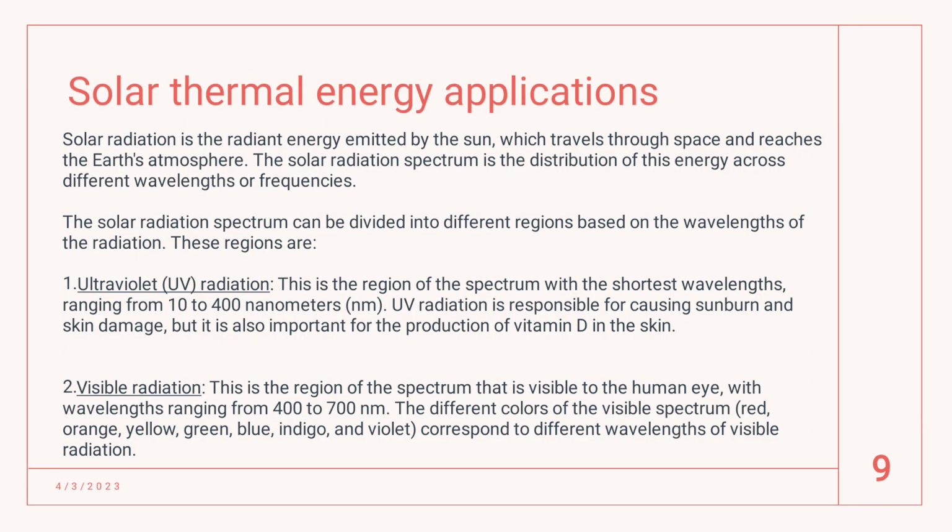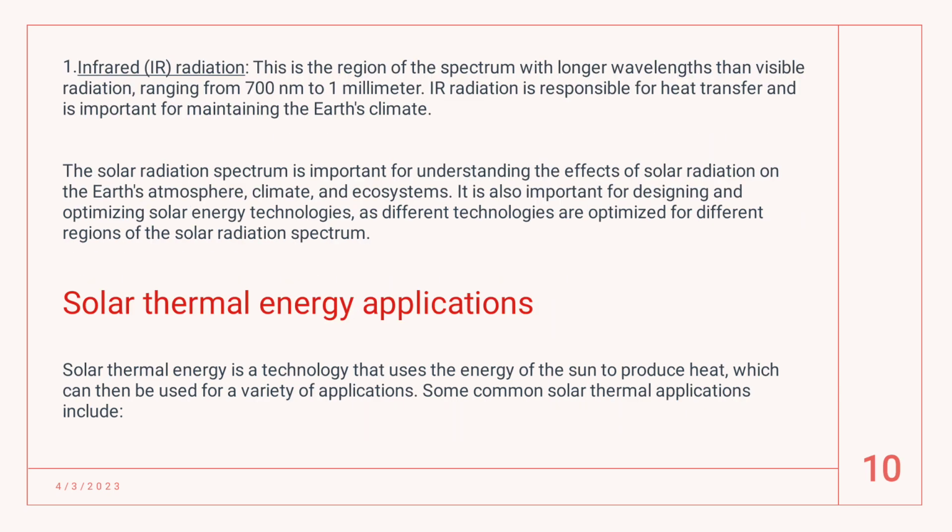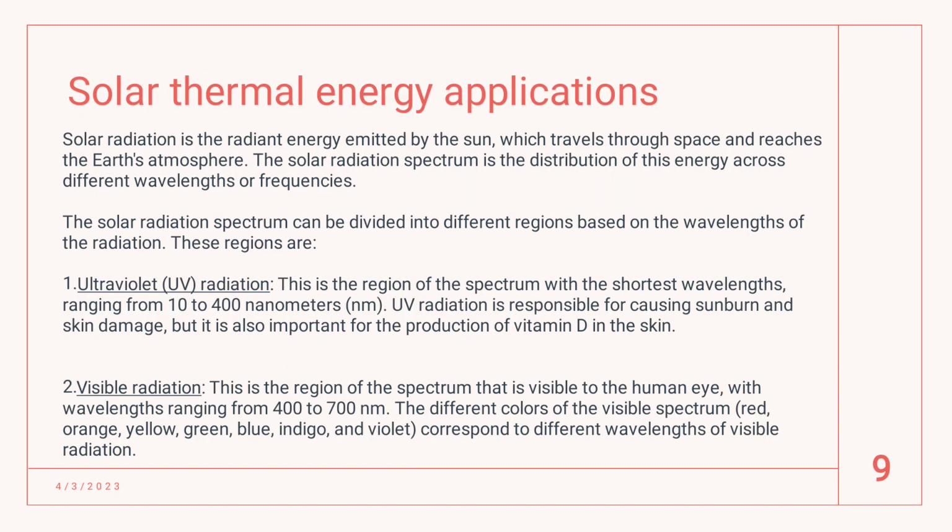The solar radiation spectrum can be divided into three regions based on the wavelength of the radiations. First is the UV radiation, which is also called ultraviolet radiation. Next is the visible radiation, and lastly it is infrared radiation. First we will be discussing UV radiation.